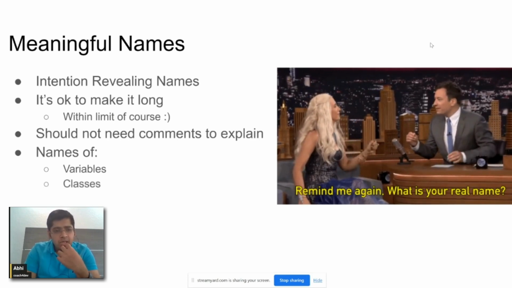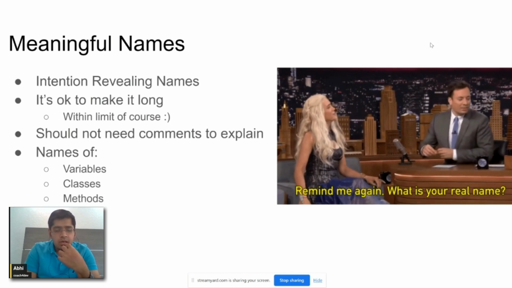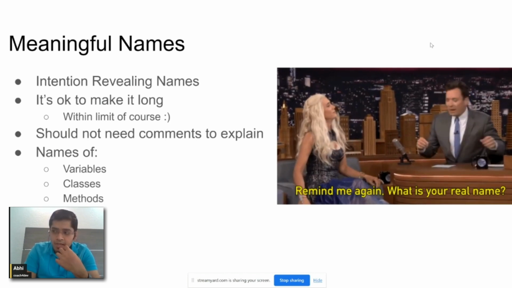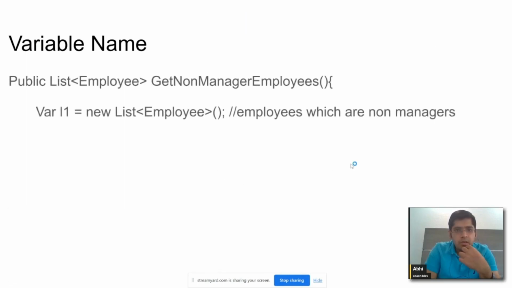Main things to remember are your naming of variables, naming of classes, and methods. These are the main things that should reveal the intent as much as possible. So for example, you want to get some employees which are not managers, and you might be using your variable name as var l1 is equal to new list of employees which are not managers. I have seen code exactly like this, where people are using some small variable name like ijk or abc, and then they are trying to explain that with a comment here, employees which are non-managers.